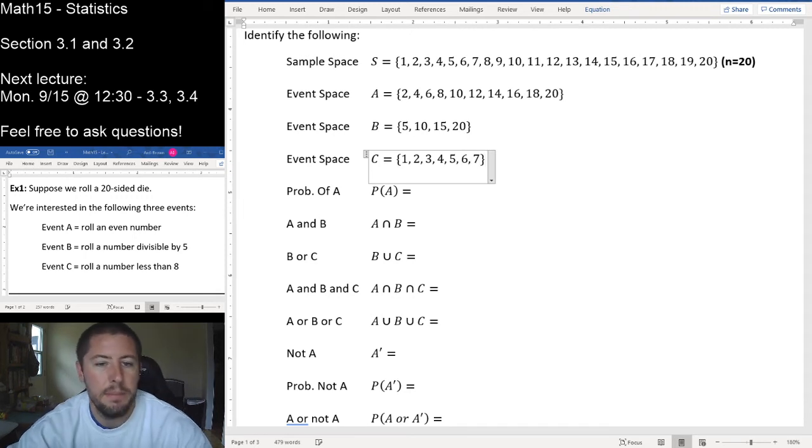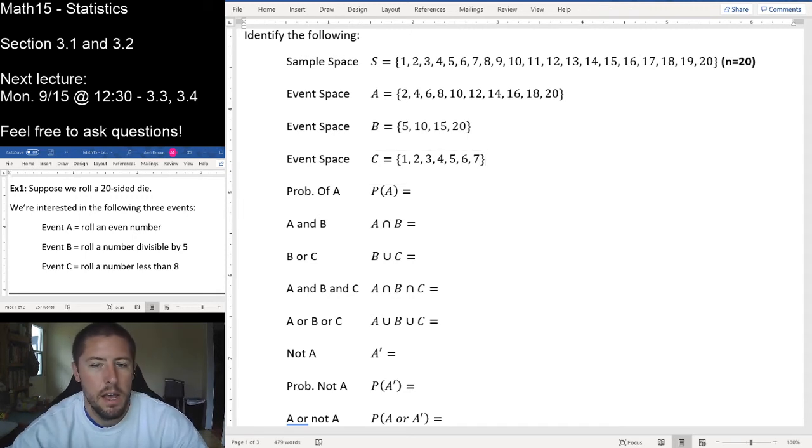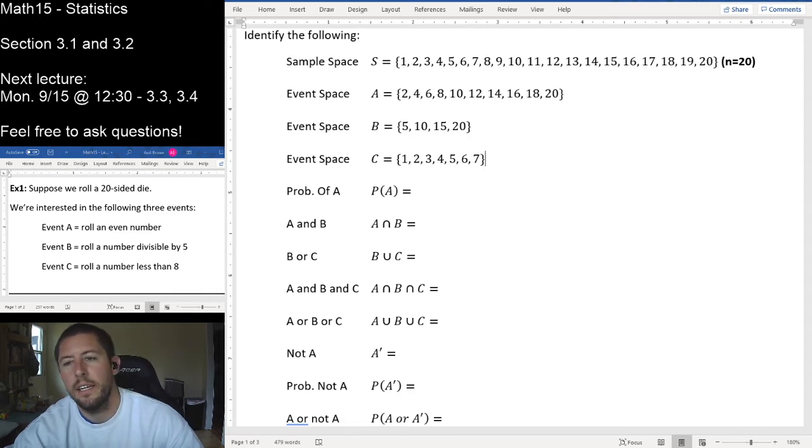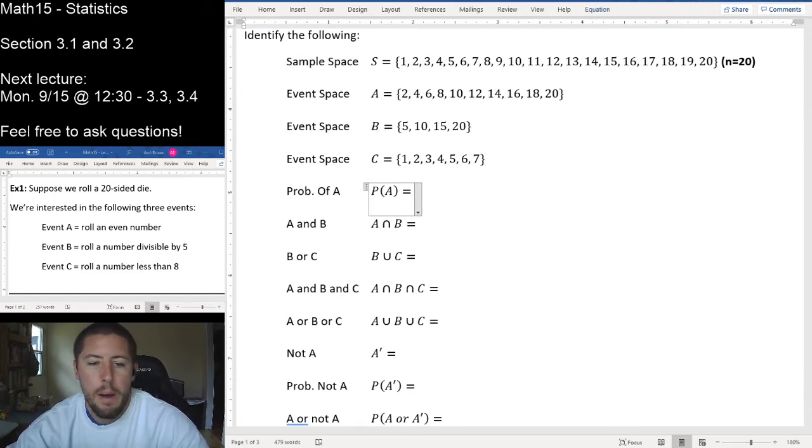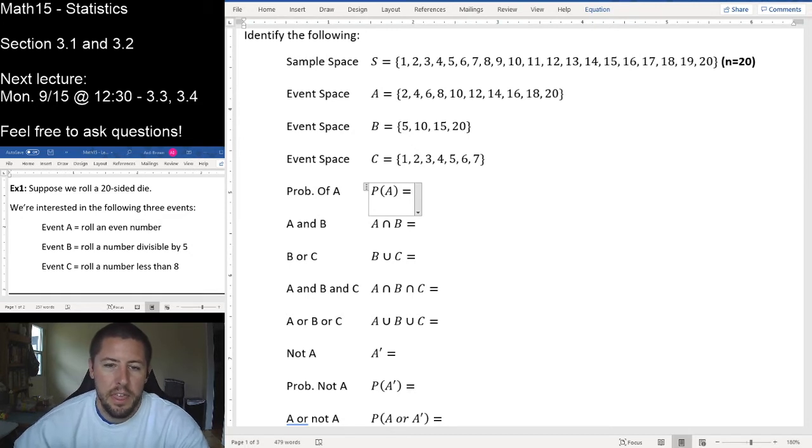And so these are all subsets of the sample space. It could be a full proper subset of the sample space. It could be the entire thing. Maybe my event is just I roll a whole number. Well, technically, all the numbers in the sample space are whole numbers, so that event would be the same as the entire sample space.